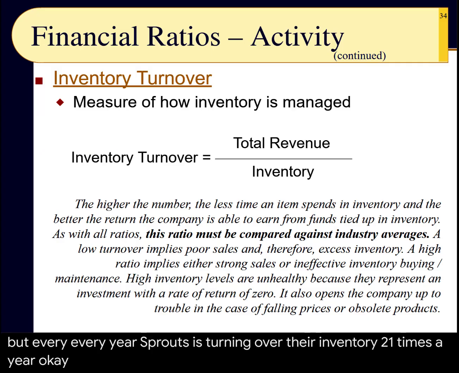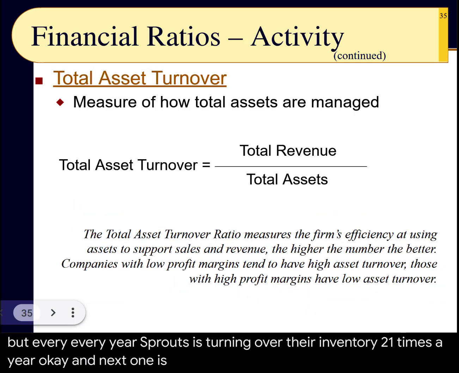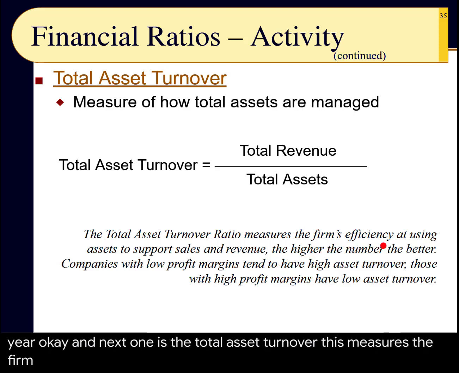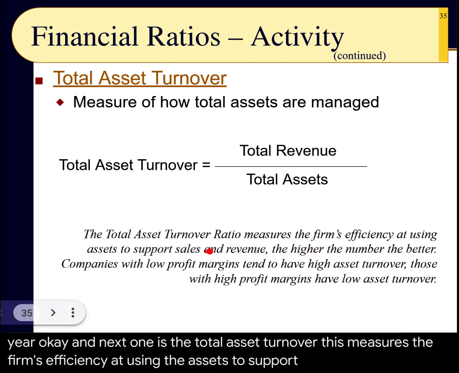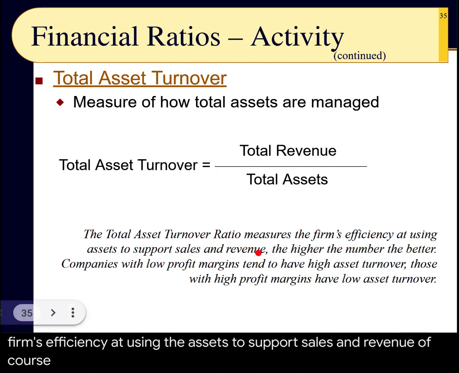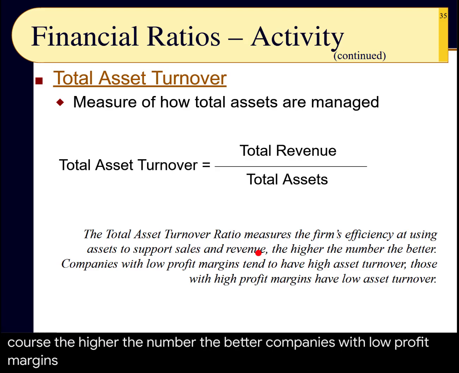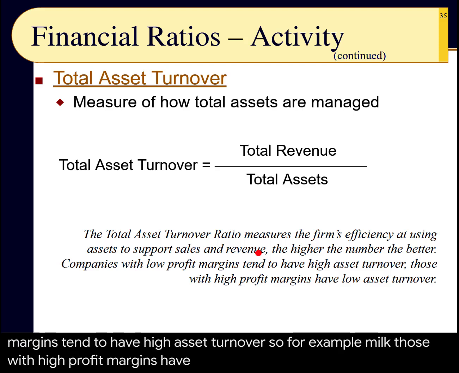Okay. And the next one is the total asset turnover. This measures the firm's efficiency at using the assets to support sales and revenue. Of course, the higher the number, the better. Companies with low profit margins tend to have high asset turnover. So, for example, milk. They're always selling milk. Those with high profit margins have low asset turnover.